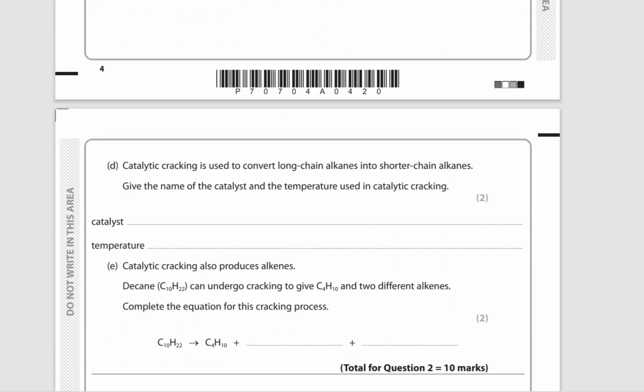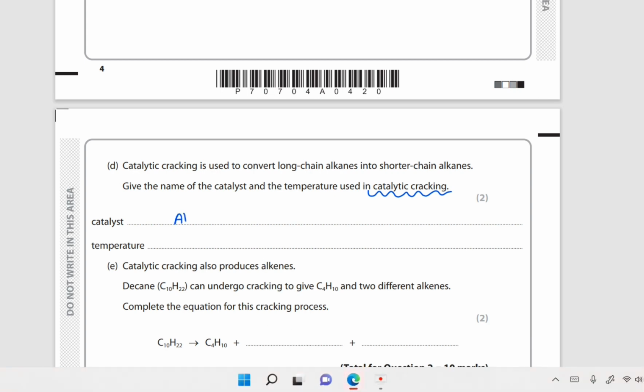Moving to part D, catalytic cracking is used to convert long chain alkanes into short chain alkanes. Give the name of the catalyst and the temperature used in catalytic cracking. There is no explanation much needed for this type of question. It's just a theoretical question. The catalyst needed for catalytic cracking, you can write either alumina or silica, that is aluminum oxide or silicon dioxide. I'm writing alumina.